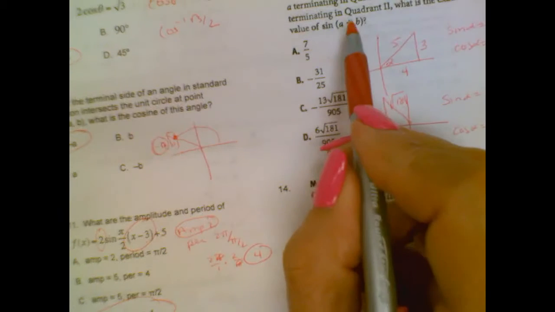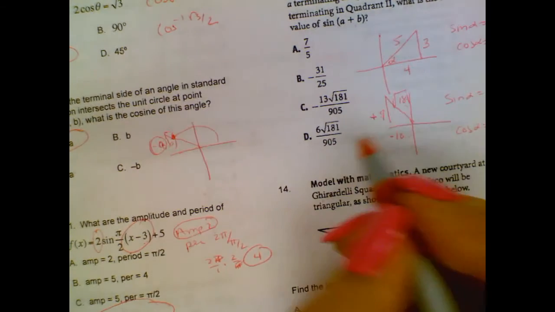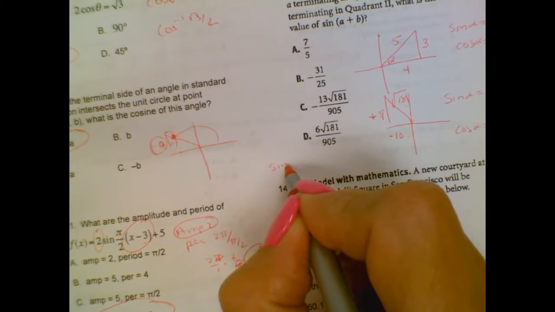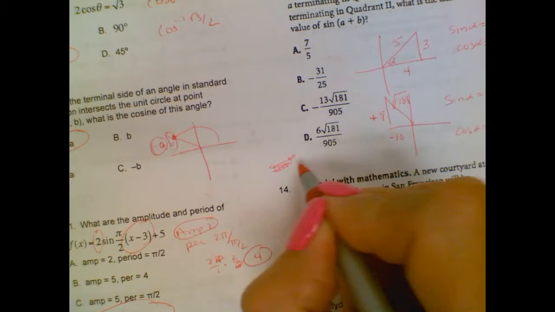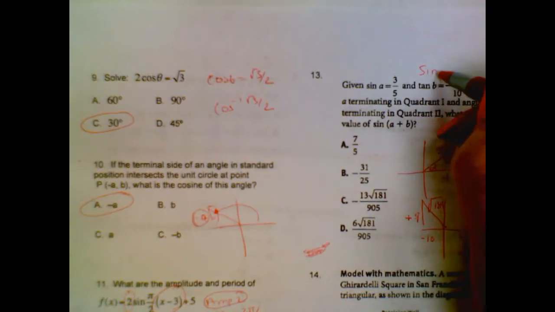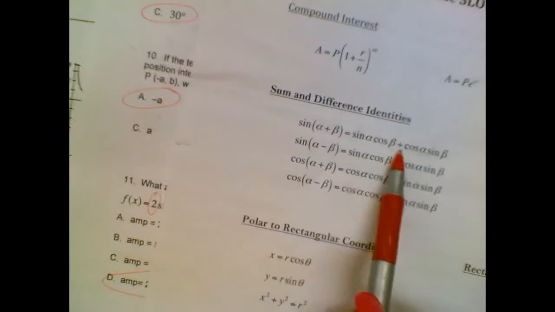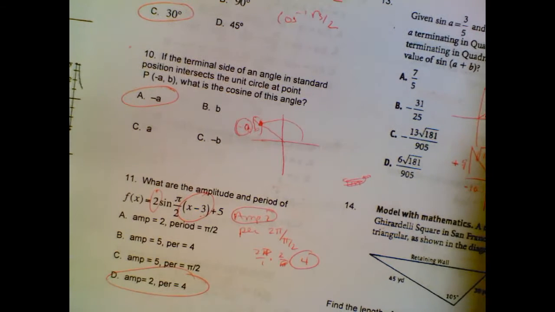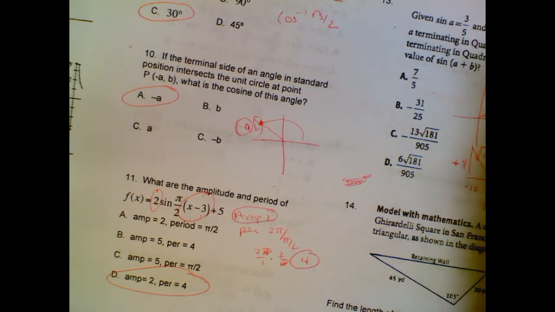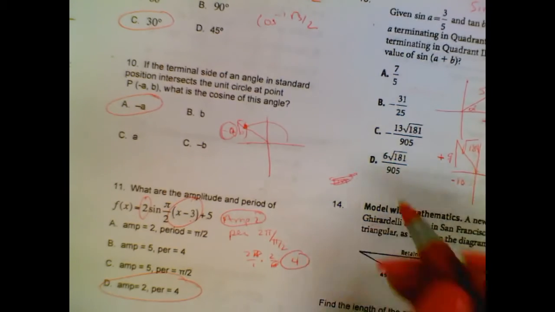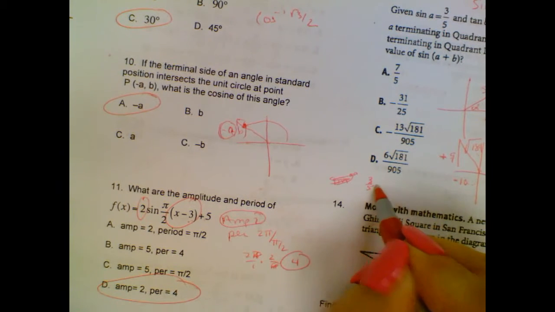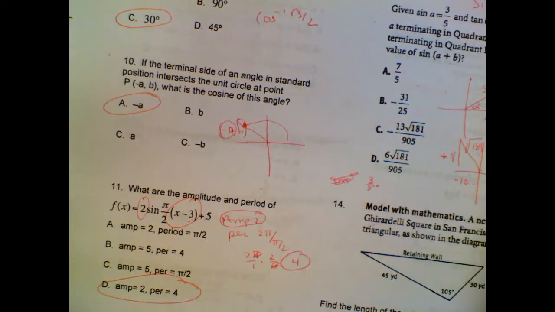They want you to find the exact value of sine of a plus b. It's on your formula sheet. Let me write it down. I'm looking right here: sine sum. Sine cosine plus cosine sine. Following this pattern, the sine of alpha is 3/5 times cosine of beta. I guess I mean this is alpha, and this is beta.